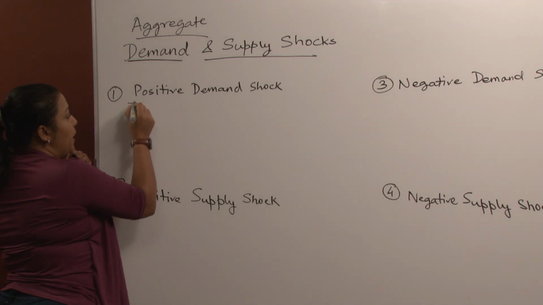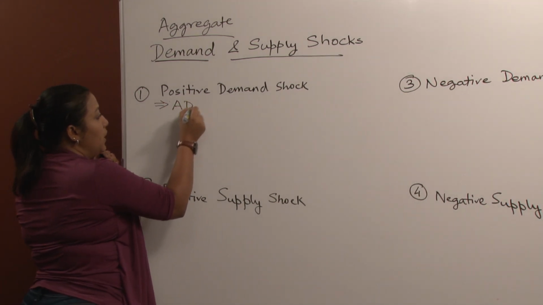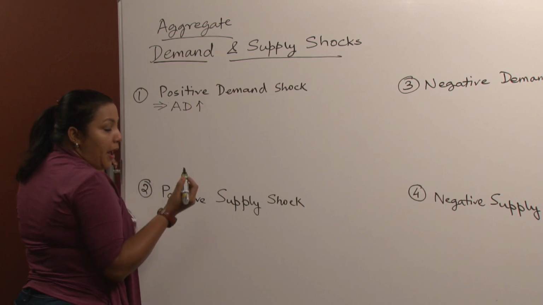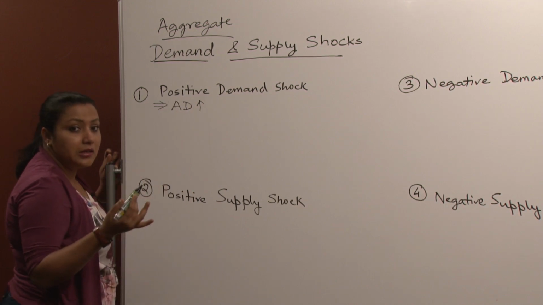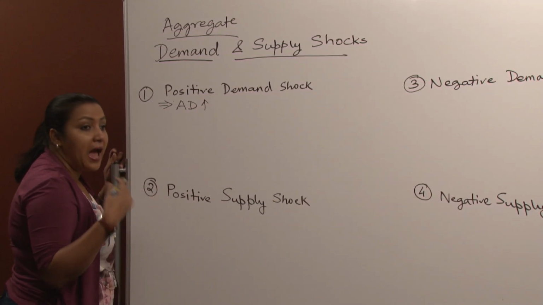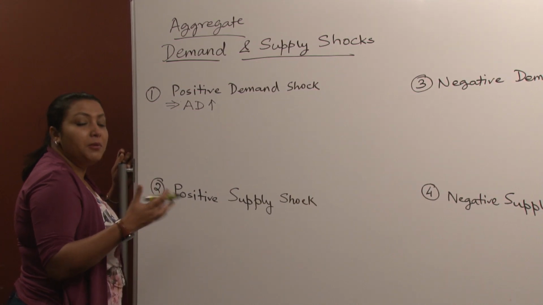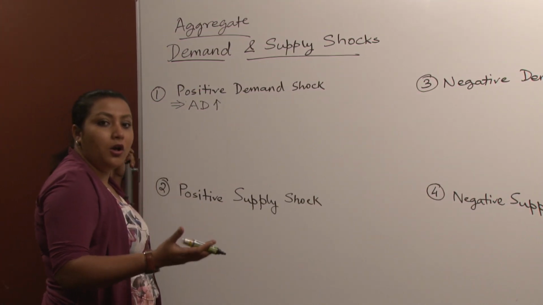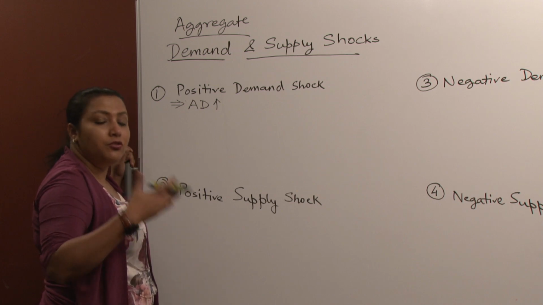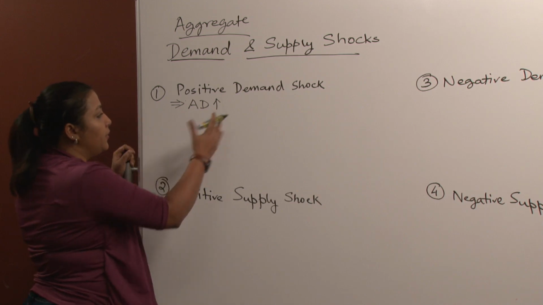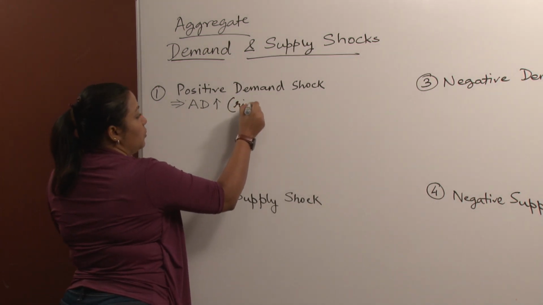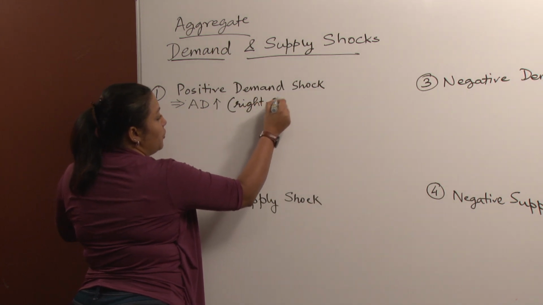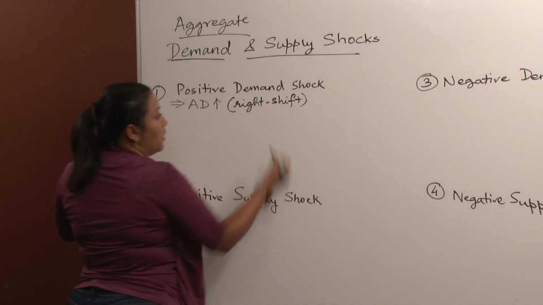By positive demand shock, we are referring to an increase in aggregate demand with everything else staying the same. No other change, but just aggregate demand has gone up. Maybe the rate of interest has gone down in the economy. As a result of that, interest rate effect has kicked in and aggregate demand has gone up. So we are talking about a right shift of the AD curve.